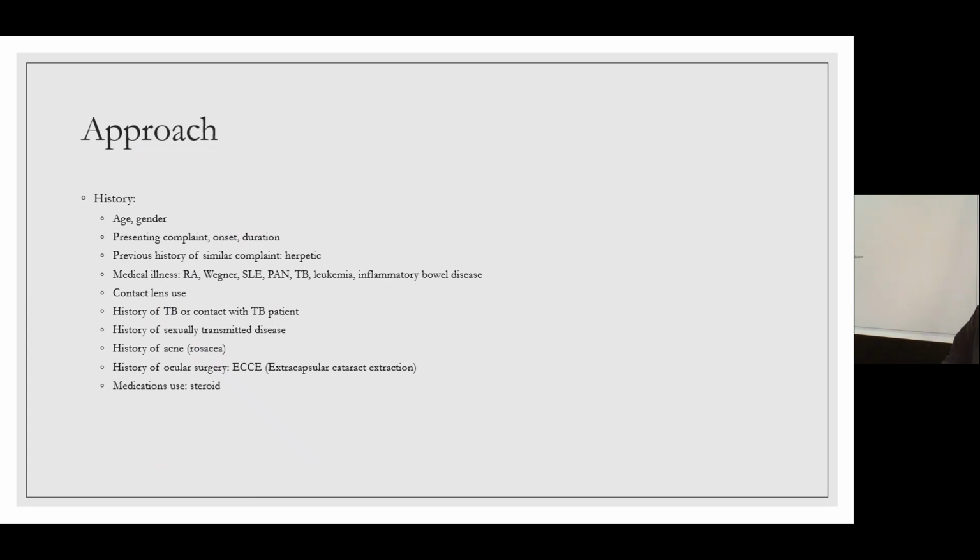If the patient is using contact lenses or not. History of TB or contact with a TB patient. History of STD. History of acne, which might guide you to acne rosacea, ocular. History of ocular surgery like ECCE, or medication use, steroids, which can guide you that this patient might already be diagnosed with a systemic disease.